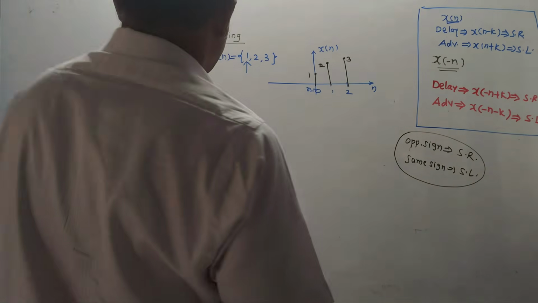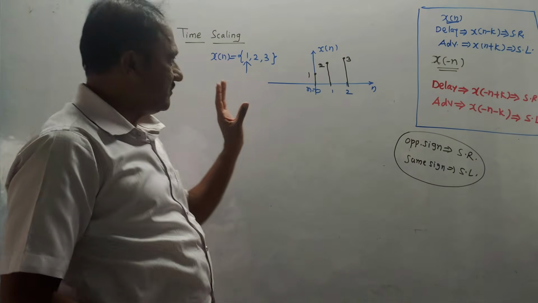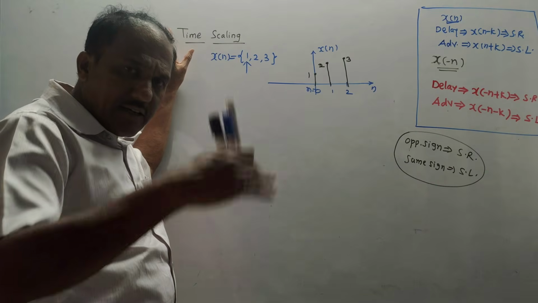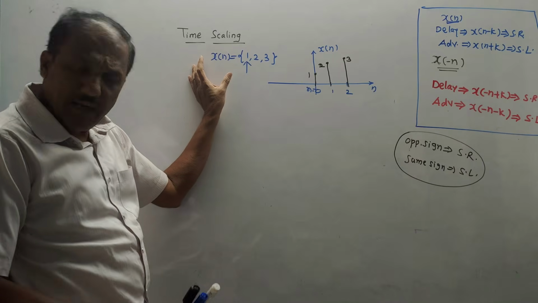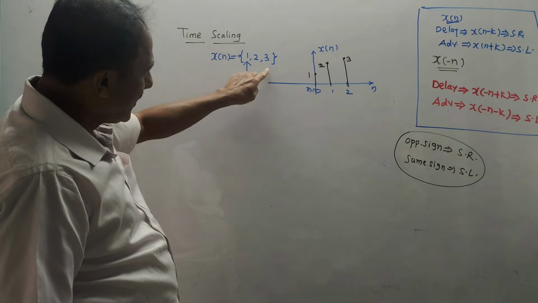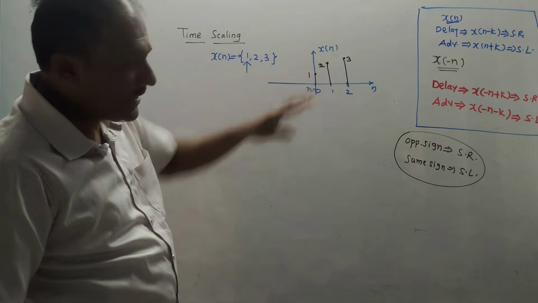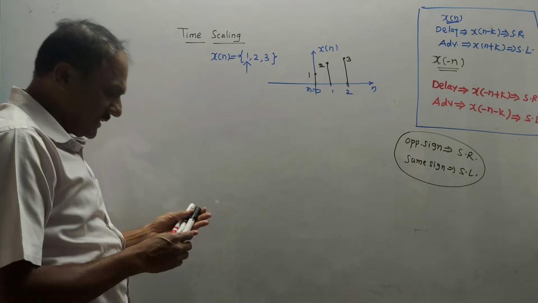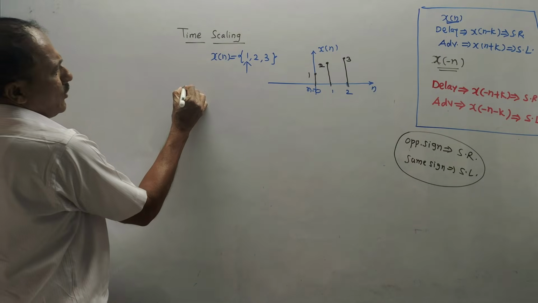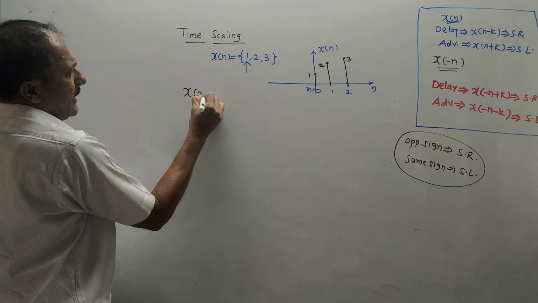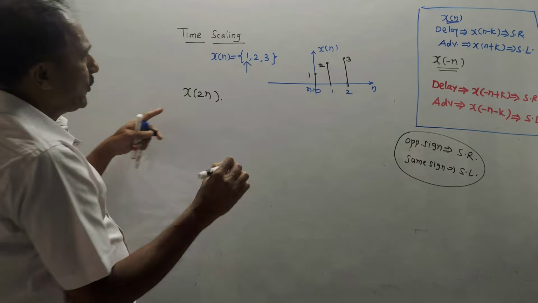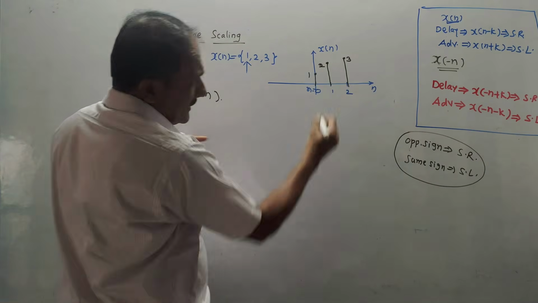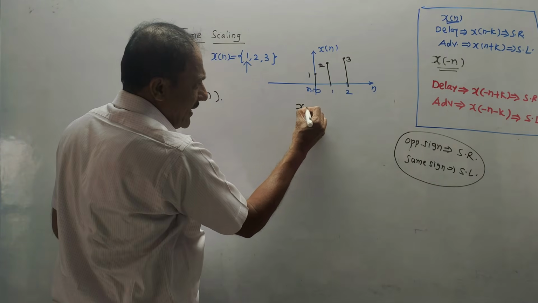The next operation is the time scaling operation. As the name indicates, here time is scaled, that means time is changed. For simplicity, I am considering the same sequence x of n is 1, 2, 3 diagram, which we have already discussed. This is the diagram of the given sequence x of n. Suppose I want to perform the operation x of 2n. Now, how to do it? Just for simplicity, from the given diagram, I will write the values like this.